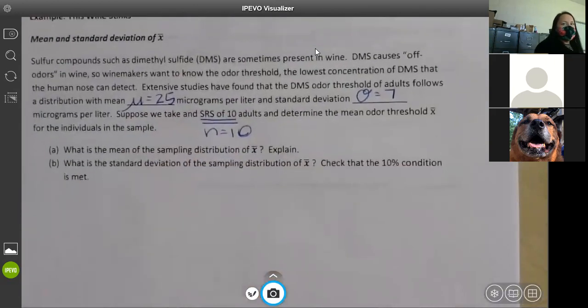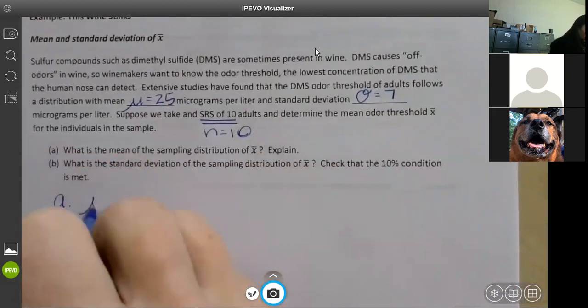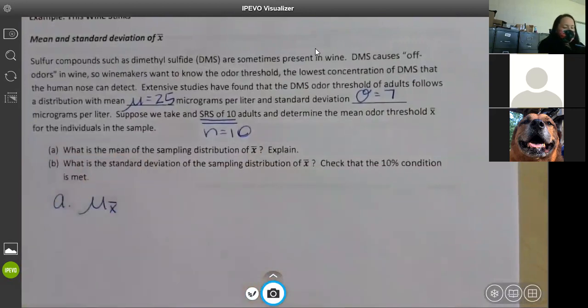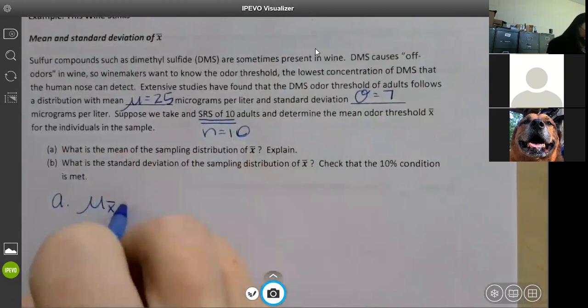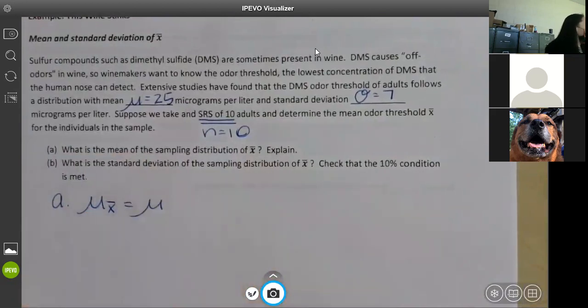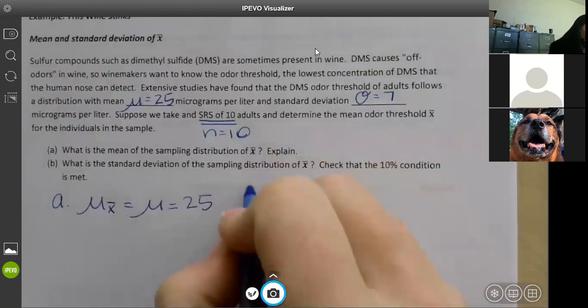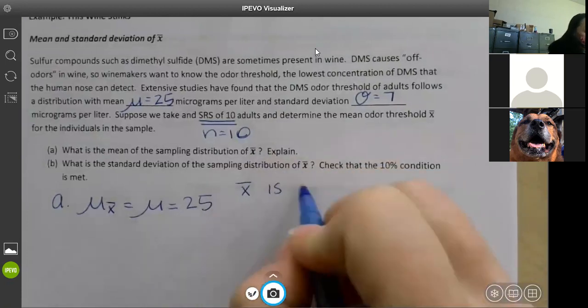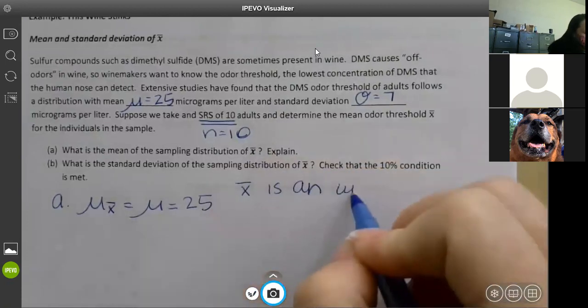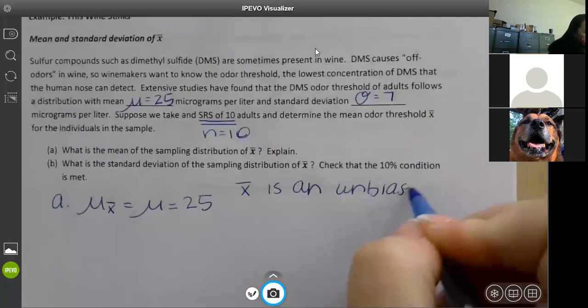So it says, what is the mean of the sampling distribution? And it says, explain. So remember, our formula said the mean of X bar, this is your explanation right here, is the same thing as the population mean. What was our population mean? And why can we do this? This is your explanation. Because X bar is an unbiased estimator.